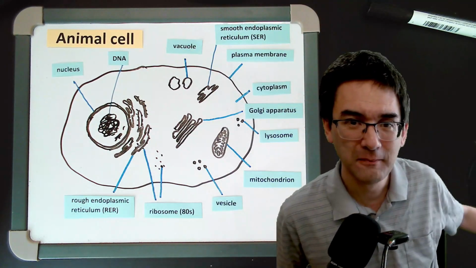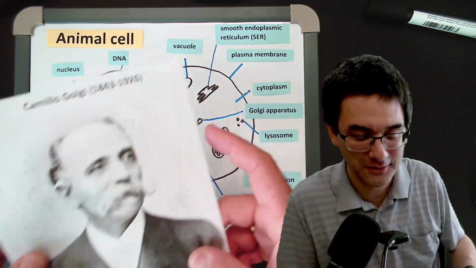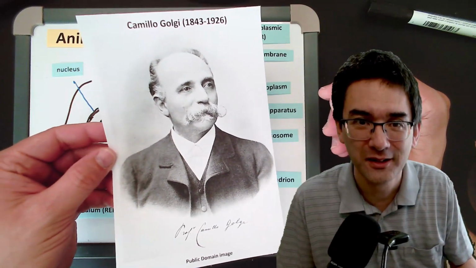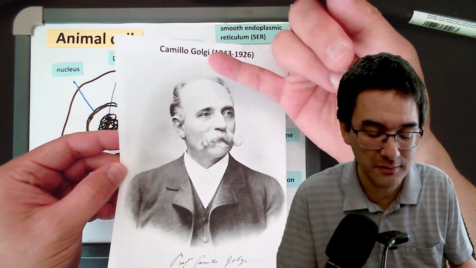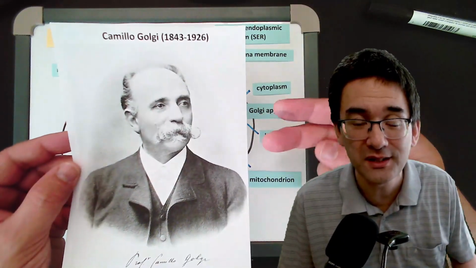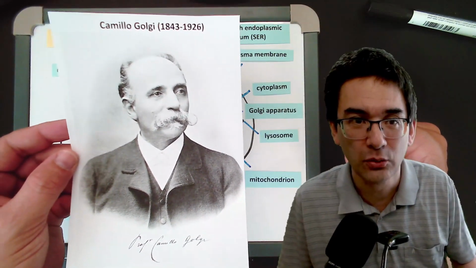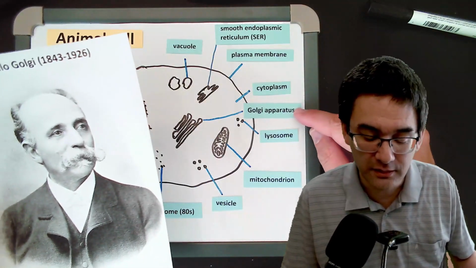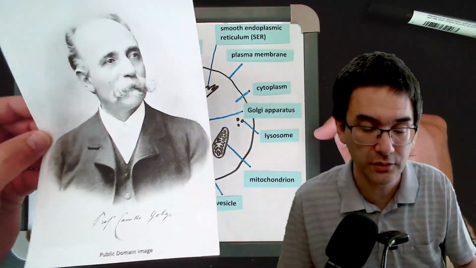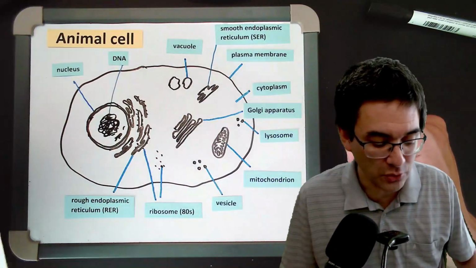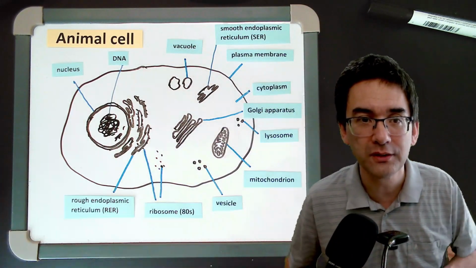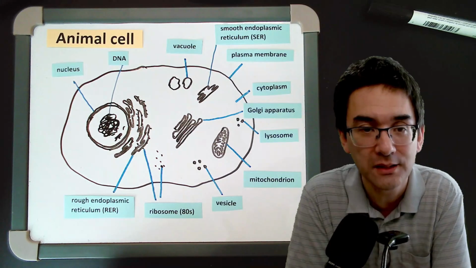Okay, look, I've got a picture here. That's Camillo Golgi. He was an Italian scientist who discovered it. So it's named after him, and this is also the reason why Golgi is capitalized, because it's the name of a person. Camillo Golgi did a whole bunch of microscopy work, and he discovered the Golgi body. Now it's named after him. So these basically are now the most important structures of an animal cell.